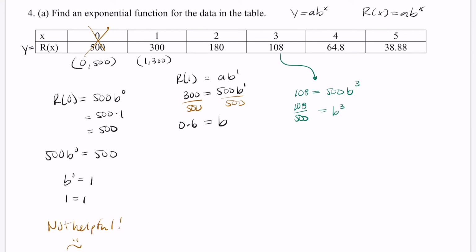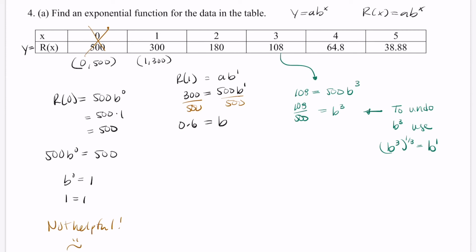Oh, now that's tricky. How do we undo a cube, I guess, on your calculator? Take a moment and see if you can figure that out. Now on your calculator, you don't really have a cube root function. So to undo a cube, you can write the 1/3 power. To undo b cubed, use b cubed to the 1/3 power to get b to the 1 power.